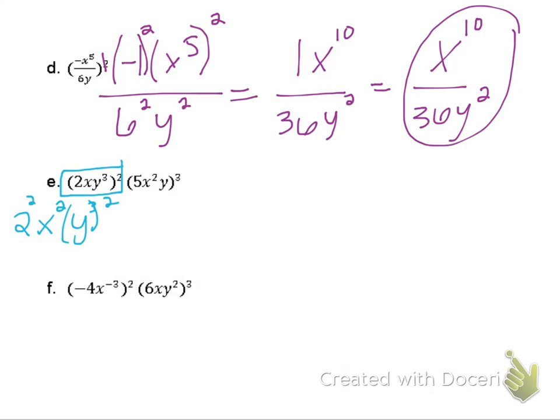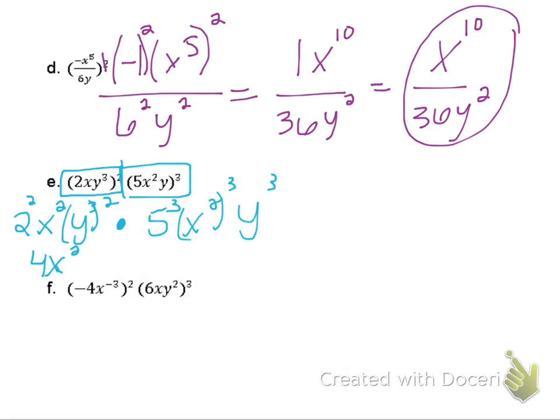Okay, and then over here, I'm going to cube everything in this one. So I have a 5 cubed. I'm going to put a multiplication symbol between these here. And then I have x squared that I'm going to cube, and I have a y that I'm going to cube. So underneath here, I'm going to have 2 times 2 is 4, x squared.